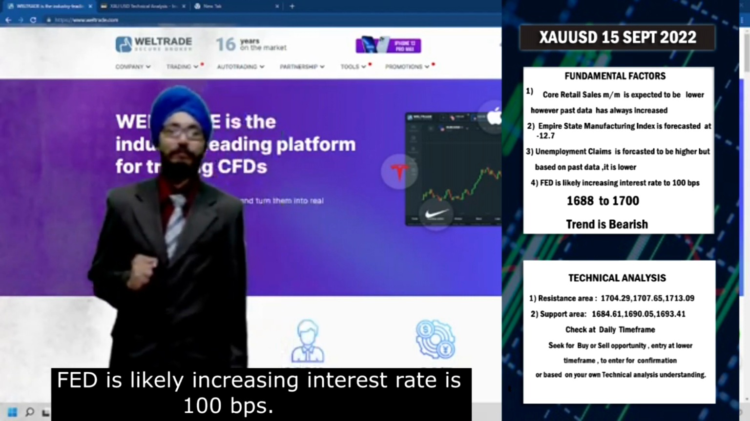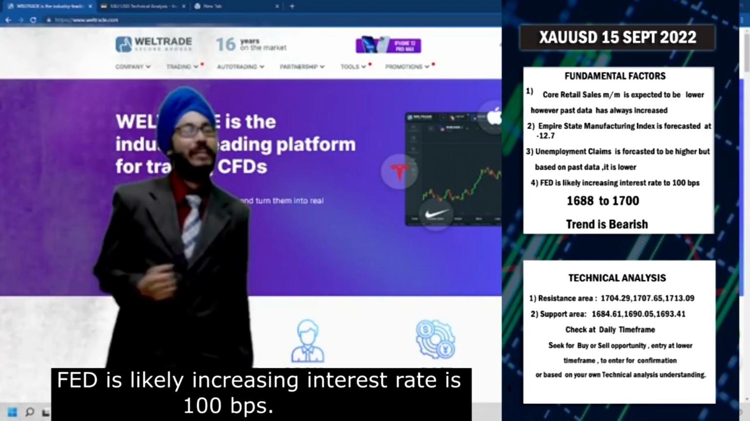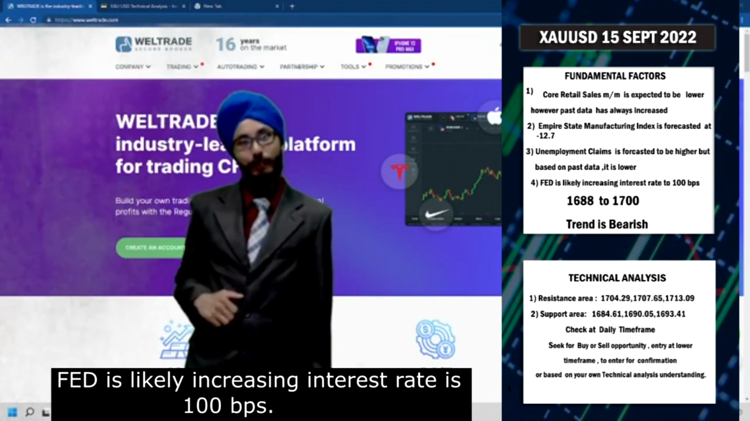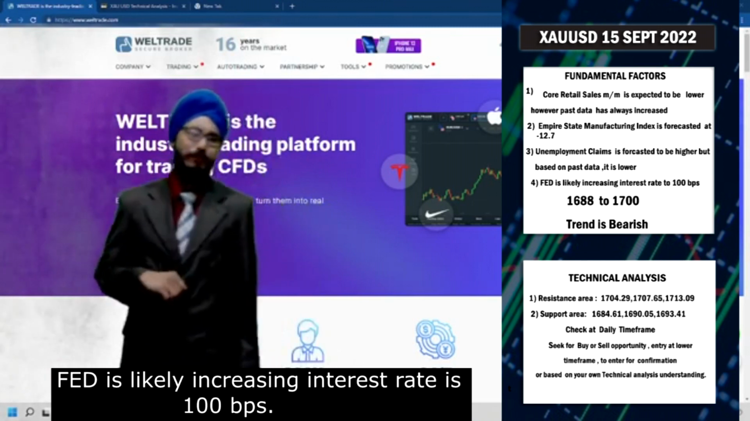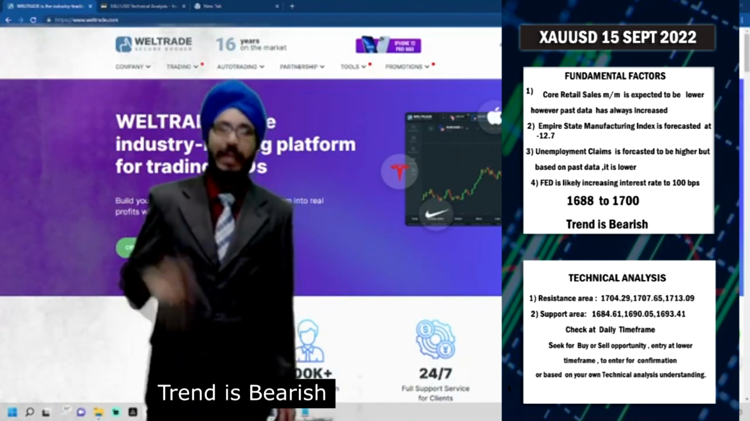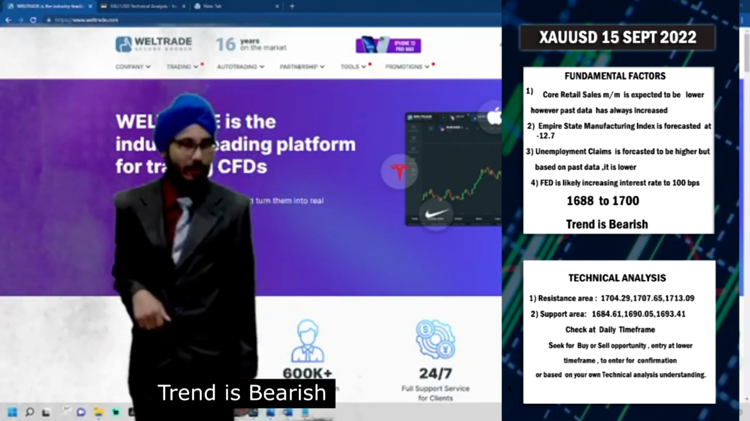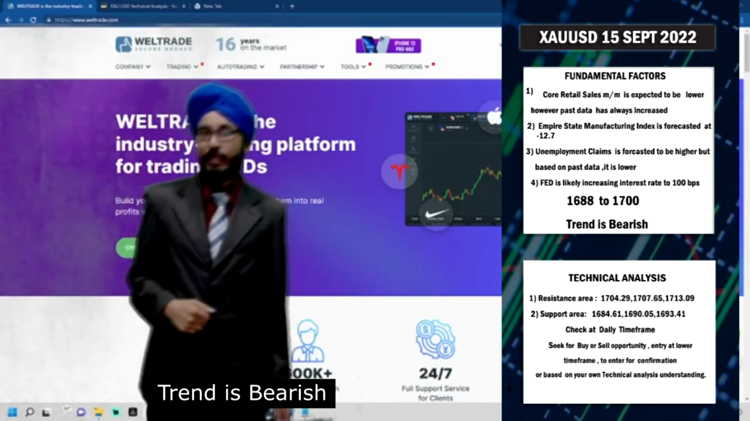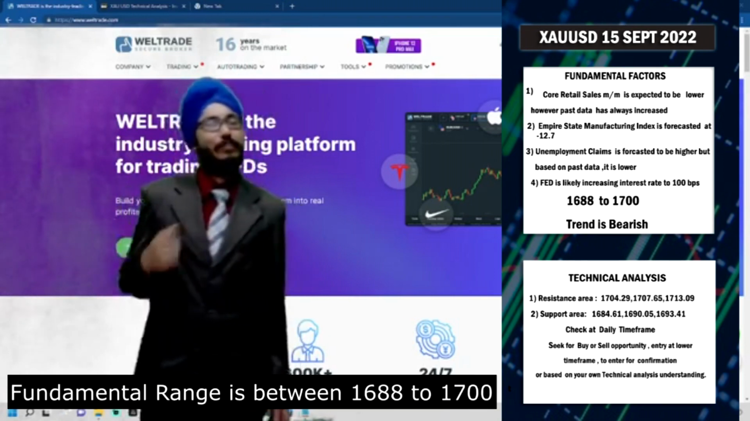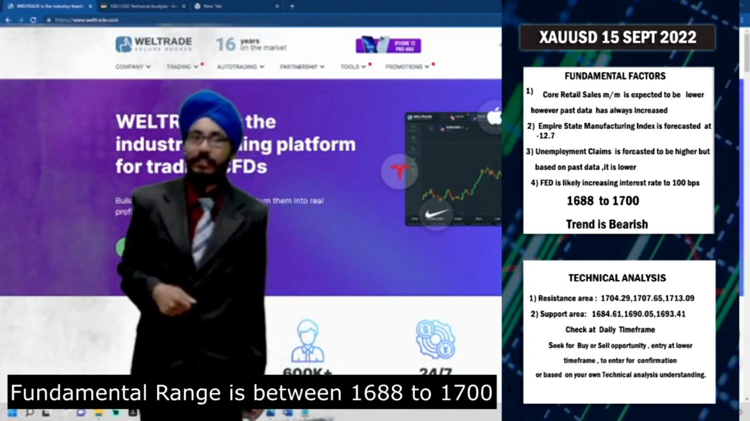Fourthly, we are seeing that the Fed is likely to increase their interest rate by up to 100 basis points. So moving forward, we are seeing the trend is bearish, where the US dollar is strengthening and gold is going down. Our fundamental range that we are looking at is between 1688 to 1700. That is the fundamental range that we are looking at.